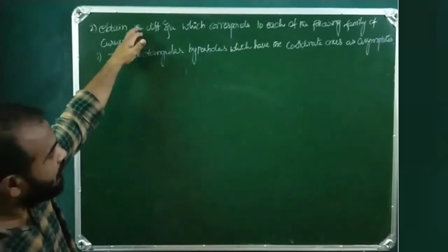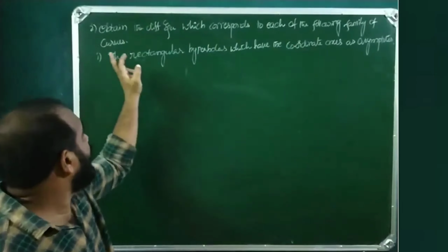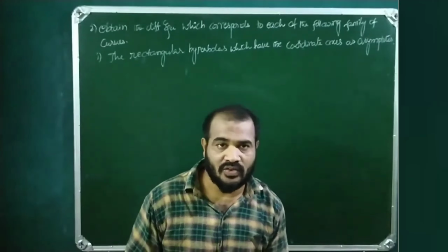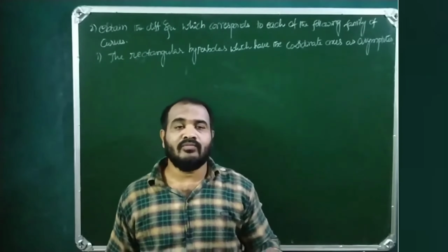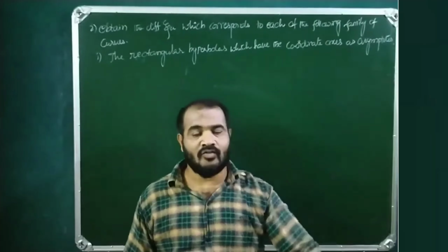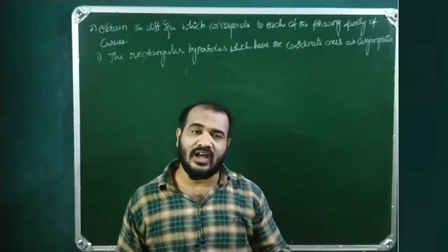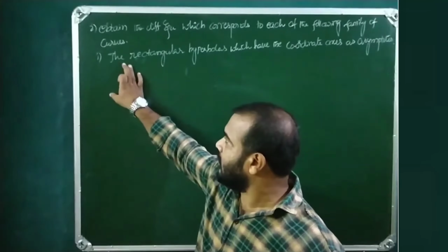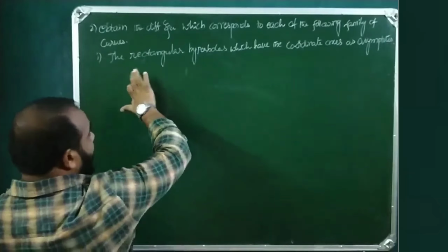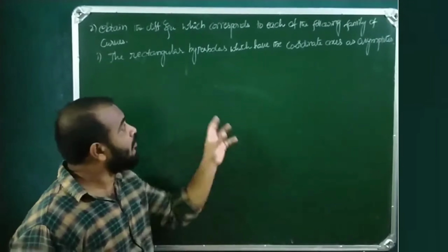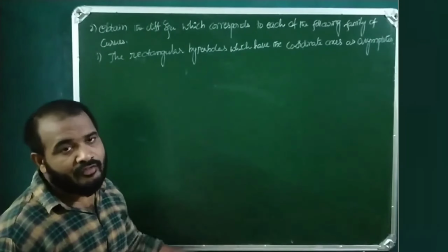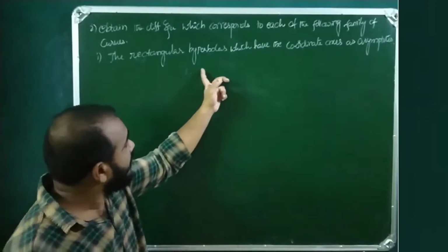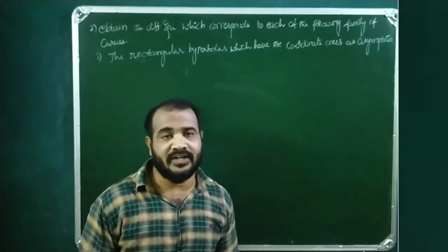Obtain the differential equation which corresponds to each of the following family of curves. The rectangular hyperbolas which have the coordinate axes as asymptotes. The difference between this problem and the earlier one is that there the equation was given directly. But here, with the help of the data given to us, we need to form the equation first, and then we need to differentiate it.